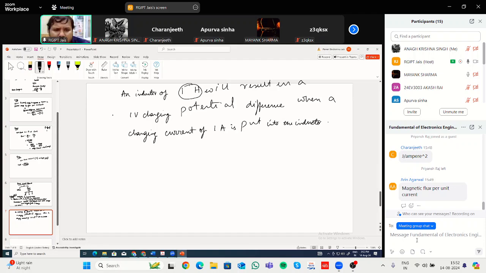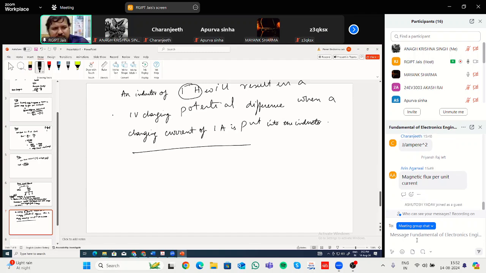We'll solve more problems. We'll derive what is the voltage-current relationship between these two things, and what is the amount of energy stored in an inductor. This will be very important. The amount of energy stored in an inductor, capacitor, all these things we will cover in our next class, and then we'll move into KCL, KVL, and all these things.